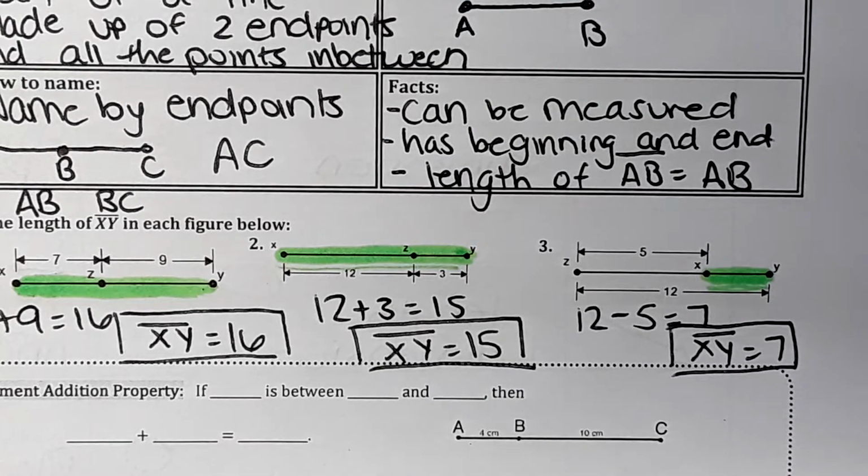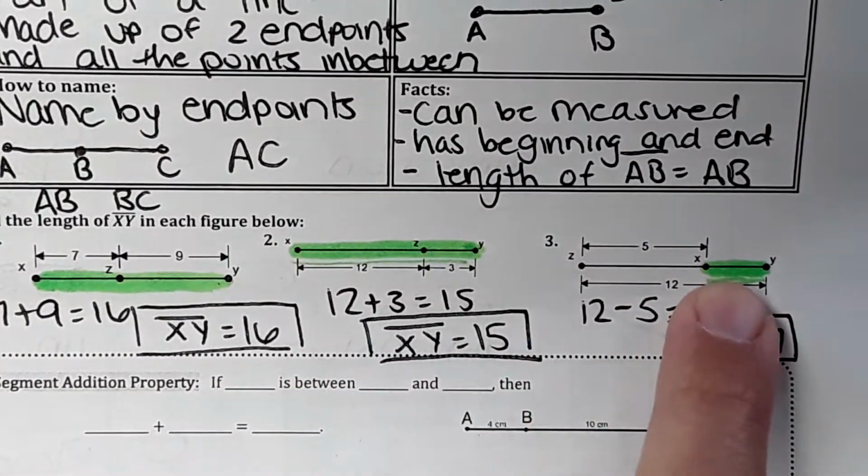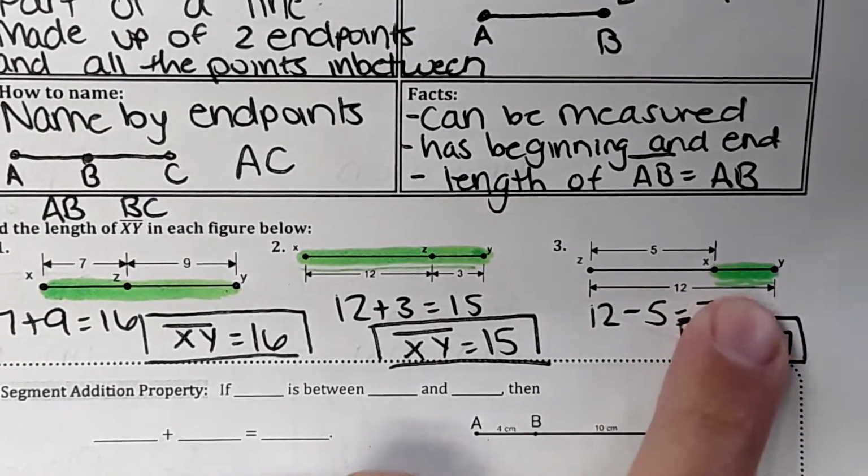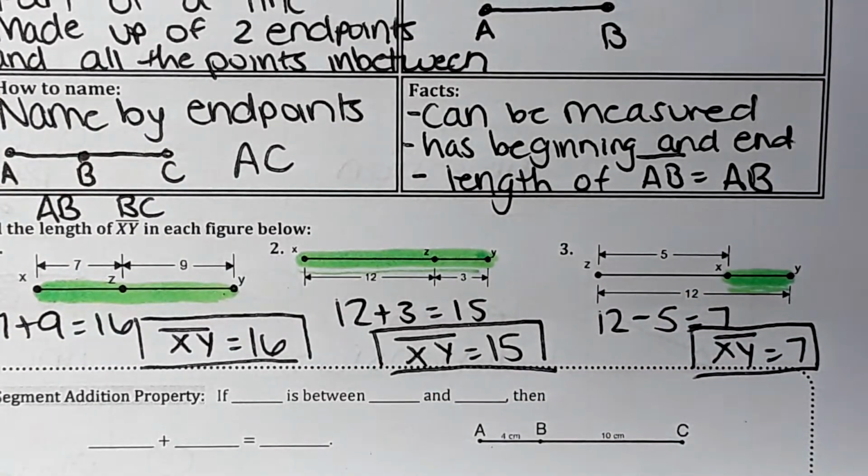Notice that it's not to scale. This is 5 and this is 7. This is shorter. So be careful. If you're doing multiple choice and trying to narrow it down based on that, don't, because sometimes it's just not to scale.